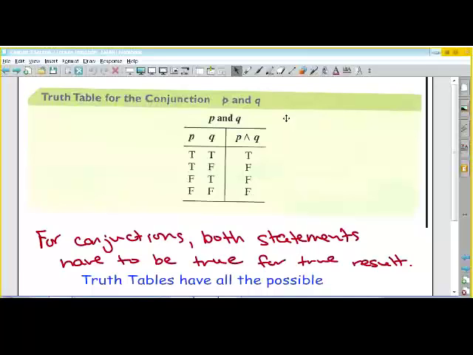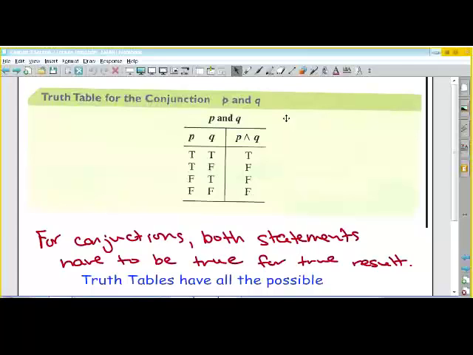So these are just all the combinations of true and false. It has nothing to do with logic. It's just a matter of populating your truth table with all possible combinations. If you have two statements, it's always true, true, true, false, false, true, false, false.